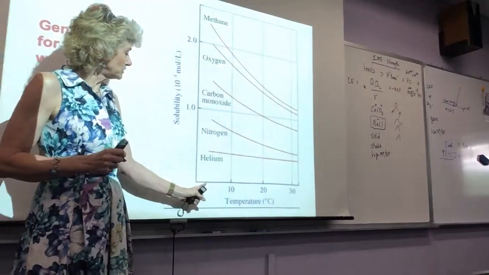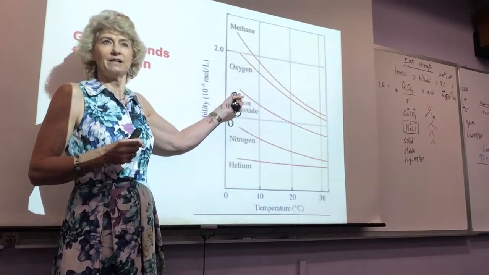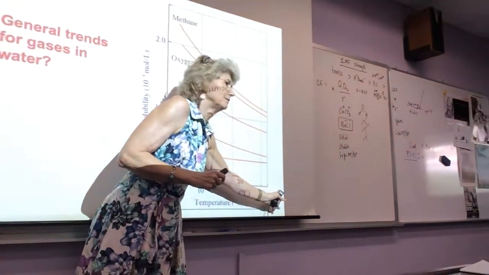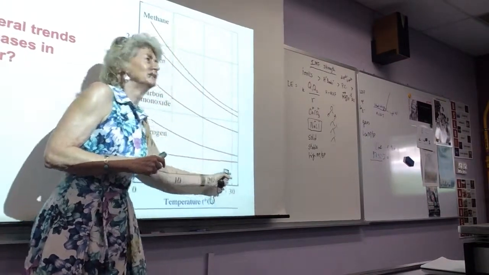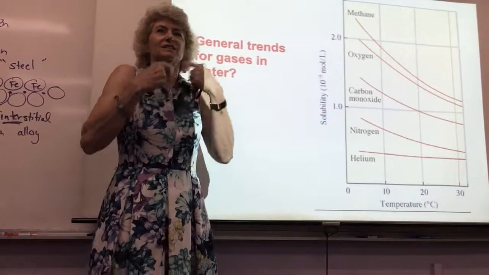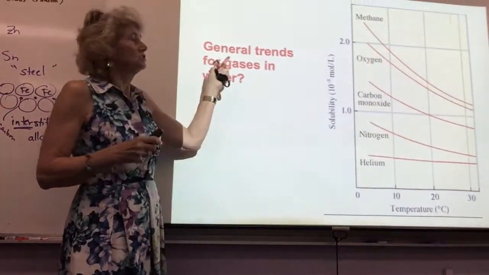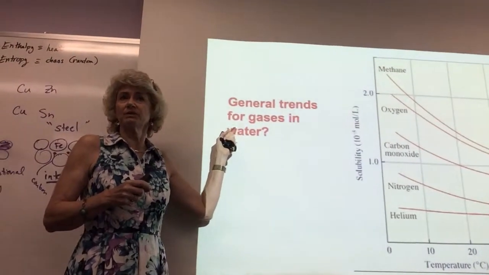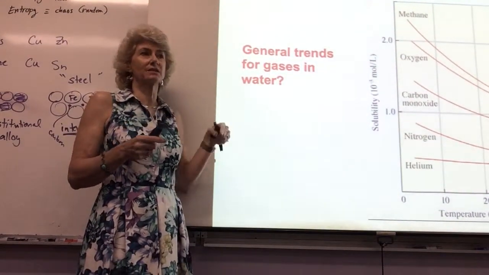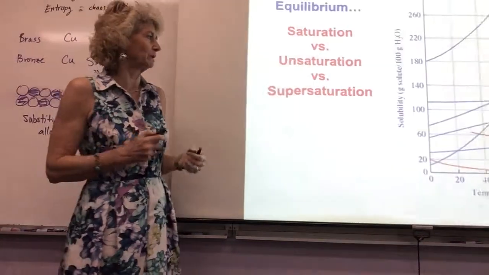So what happens if you take a Coke out of the fridge at 4 degrees, full of carbon dioxide, guzzle it down, and your body temperature is over here? You burp. So now you know why you burp. You've probably always wondered, how do I get these noises to come out my mouth? Now you know, because the general trend for gas solubility with temperature is an inverse relationship. As the temperature goes up, the gas solubility goes down. So you already know this with your own experience of burping.